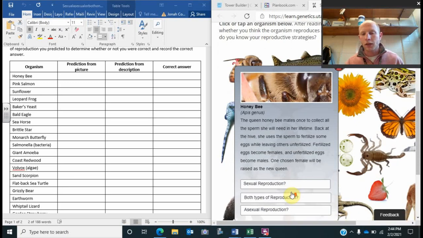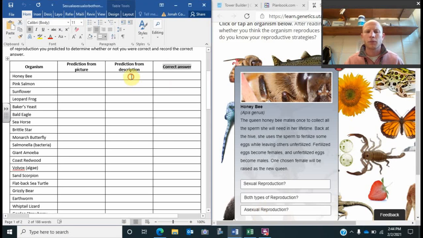Down at the bottom, it gives you the choices. Right away, it can either be sexual, it can be both, or it could be asexual. And so this is where the prediction starts.